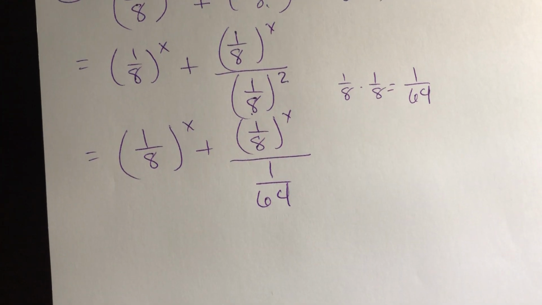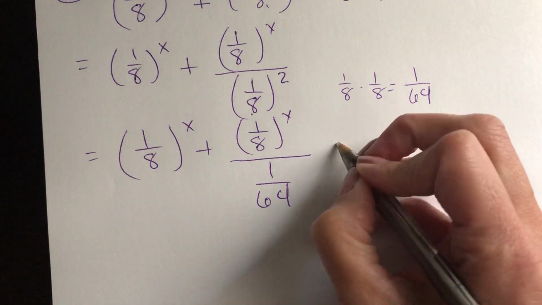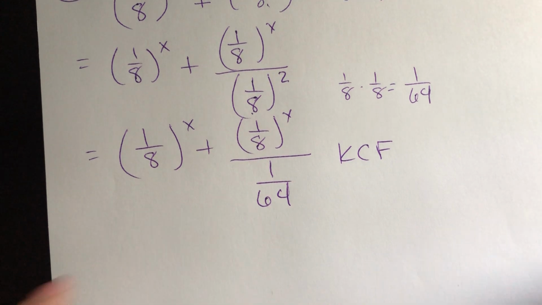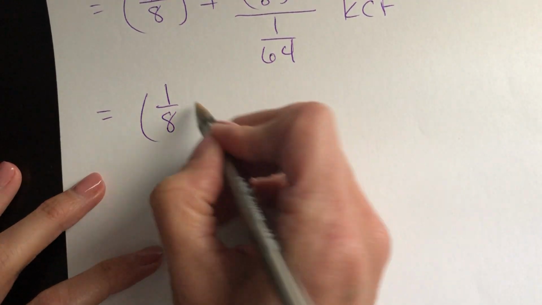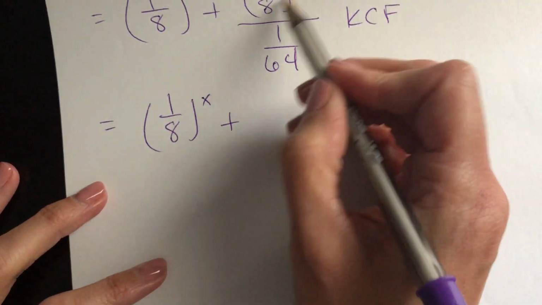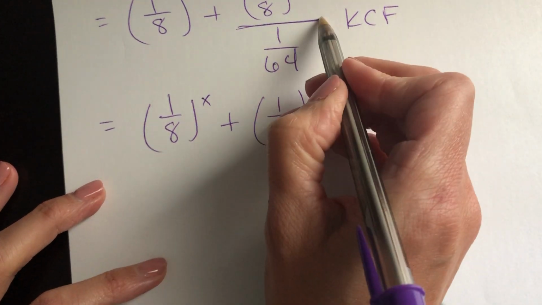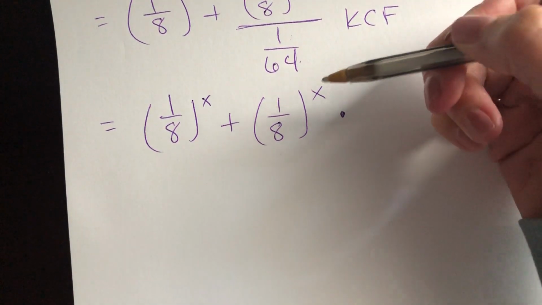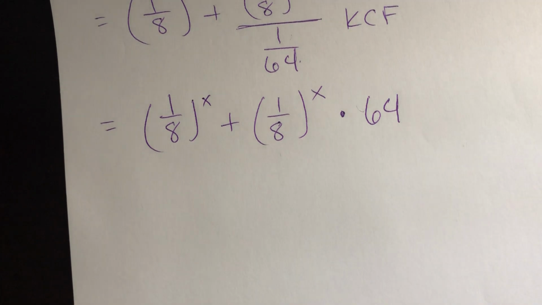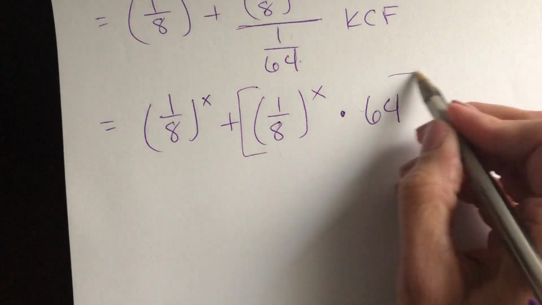Okay. Now I can work this. I can use my keep, change, flip rule here. I'll bring this down. Keep the top. Change the division to multiplication, and then flip: 1 over 64 becomes 64 over 1, or just 64. I don't really need to put it over 1. So all of this became this.